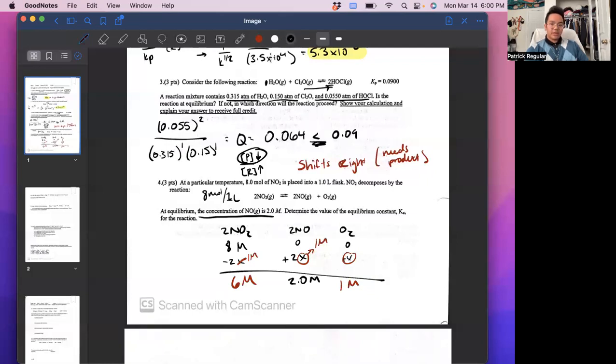All right, and then we just plug it back into our equation. So our products on top, 1 molarity, that's our O2, 2.0 molarity to the second power, all over 6 molarity to the second power, because don't forget those coefficients. If you multiply that out, just simple arithmetic, we have 0.11 as our Kc value.